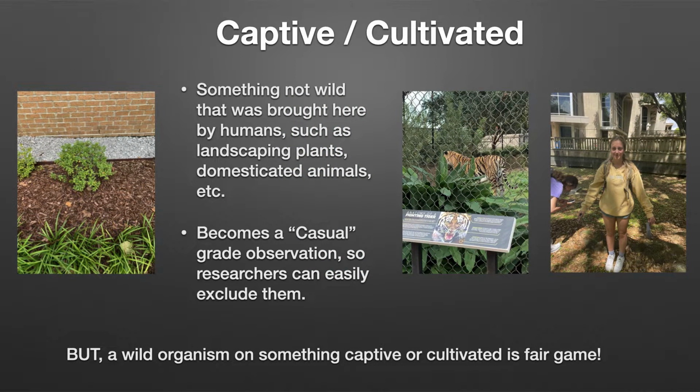Sometimes people will post observations of something that is very obviously not a wild organism, and that's okay. iNaturalist is quite forgiving about that. A lot of beginners will make this mistake, but we want to encourage them to continue exploring nature. iNaturalist has a captive/cultivated setting that the community will select for not wild observations. This will convert the observation to a casual grade observation so researchers can exclude them. But let's say you find a ladybug on a landscape plant. That ladybug will still make a great observation because it's wild.